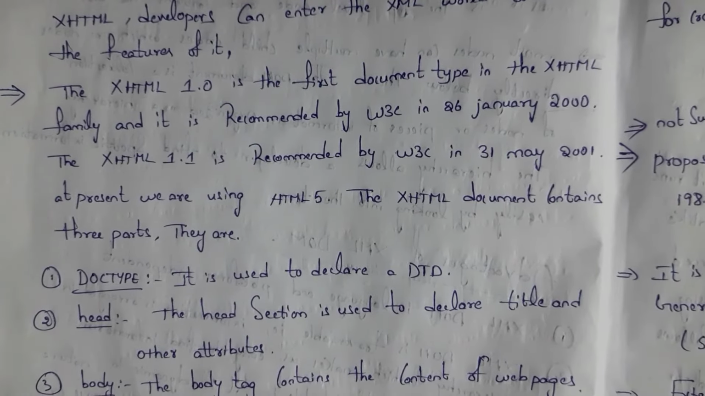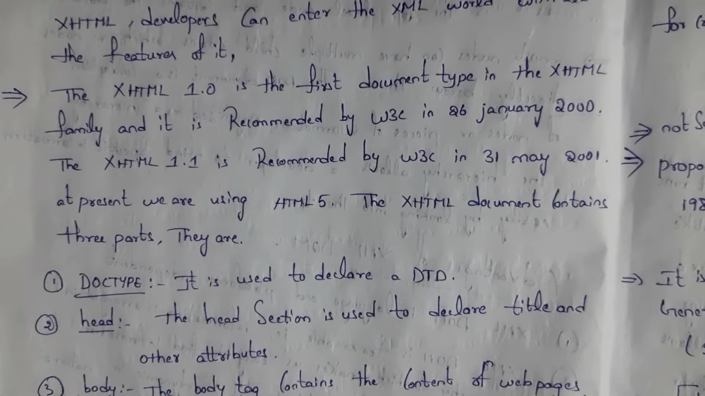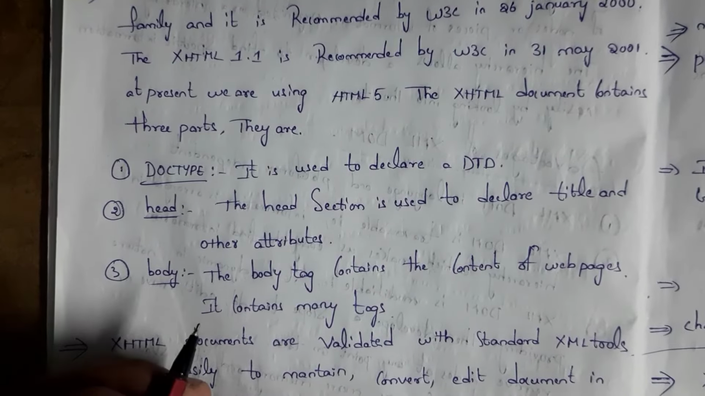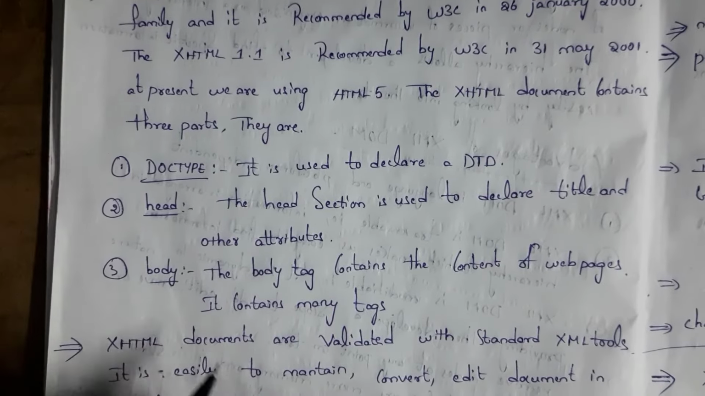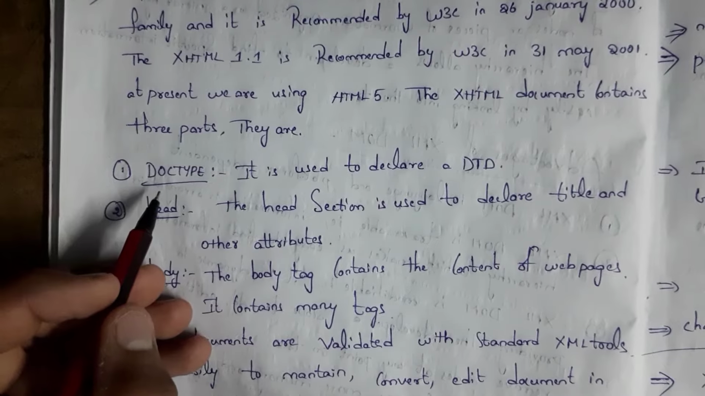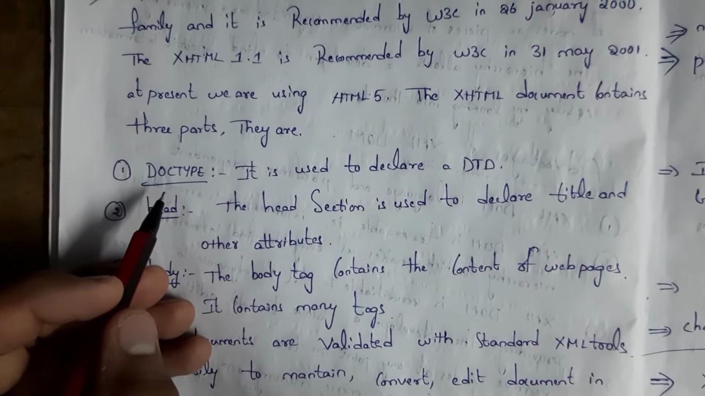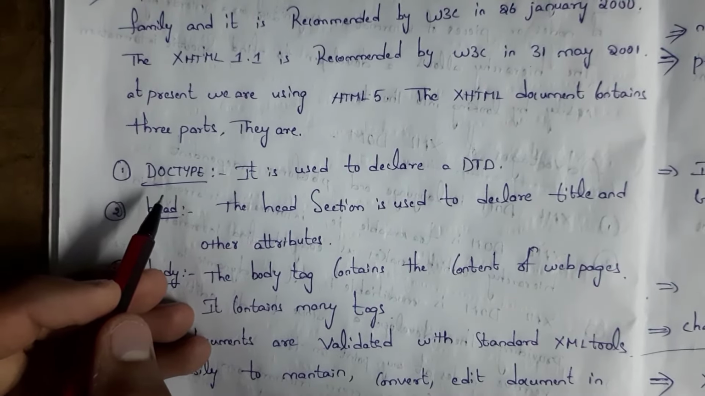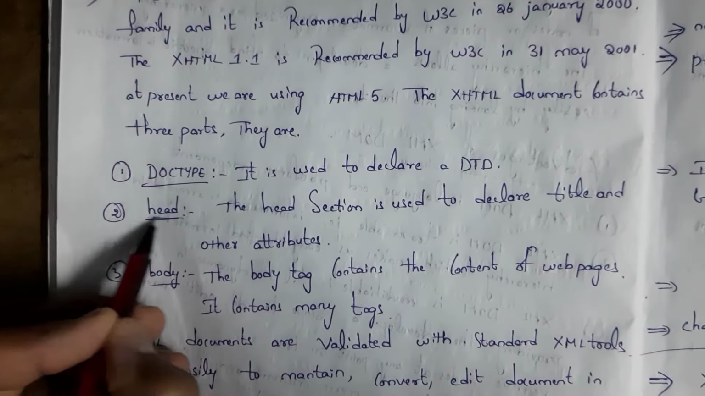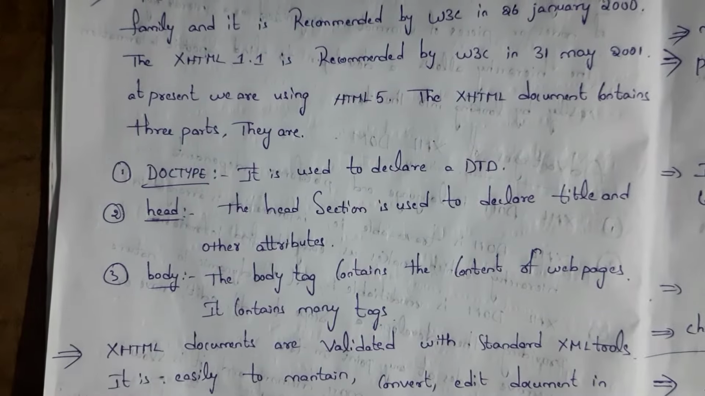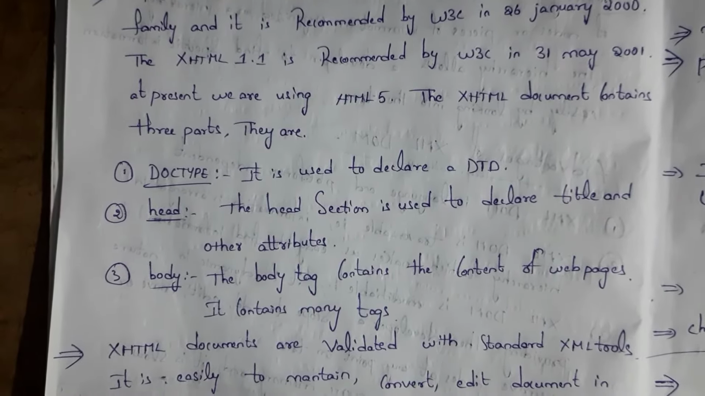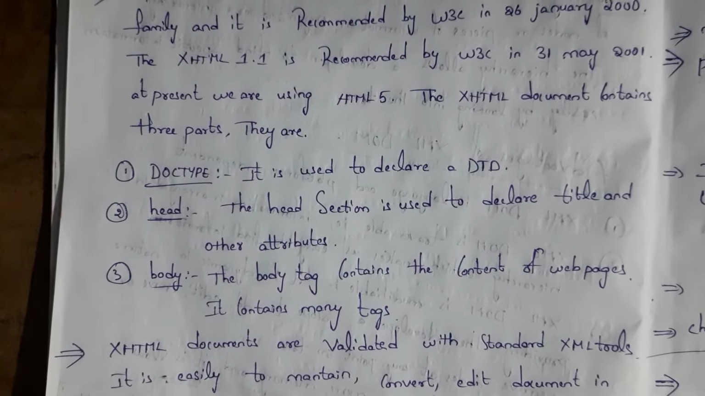At present we are using HTML5. This is latest version of XHTML. Same as HTML, XHTML also contains three parts. First one is document type, second one is head, and third one is body. Document type represent what version of XHTML we are using, for example, version 1.1, 5, etc. And similarly head represent title. We need to write title inside head and we need to write actual content inside body. These are the three parts in XHTML.